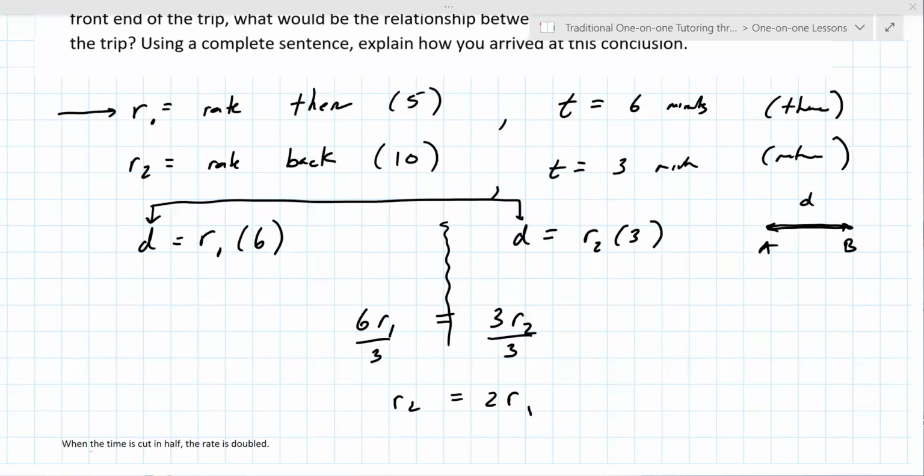So they want a sentence that works in any situation. Your complete sentence could say something like, if the time there was 6 minutes, then the time back was 3 minutes, and your rate there was 5, then your rate back had to be 10, meaning that if it took half as long, your rate had to double. Okay, that makes sense.